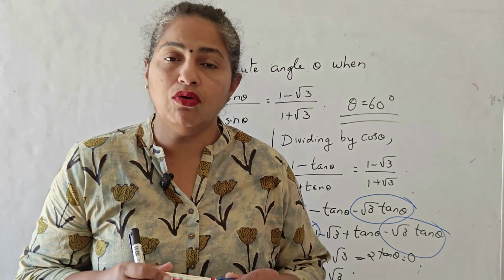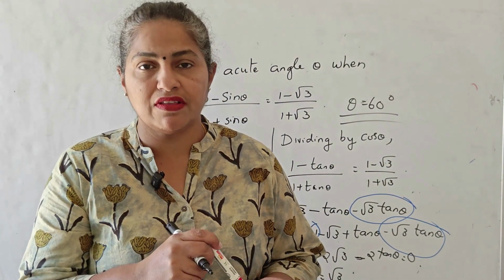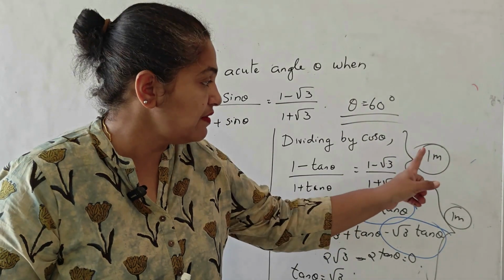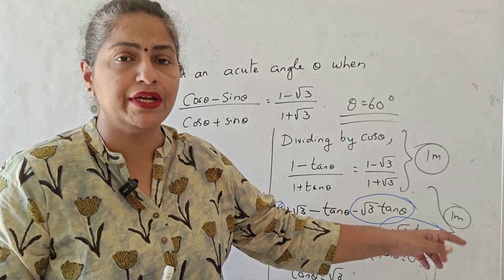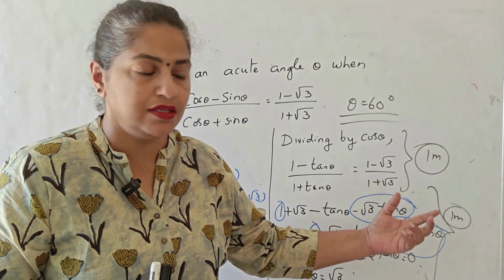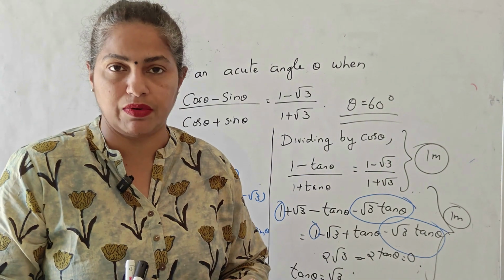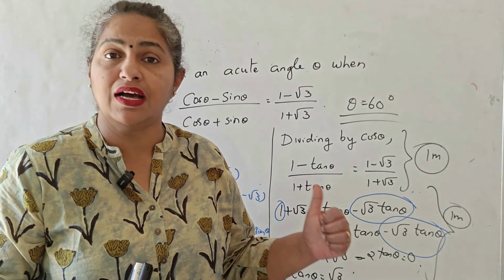Okay. So now let us see whether we can do this sum without converting it into tan theta. Here you can see how the marks have been distributed. Conversion into tan theta gives you 1 mark and the remaining calculation is 1 mark. Okay. Now let us see the other method.